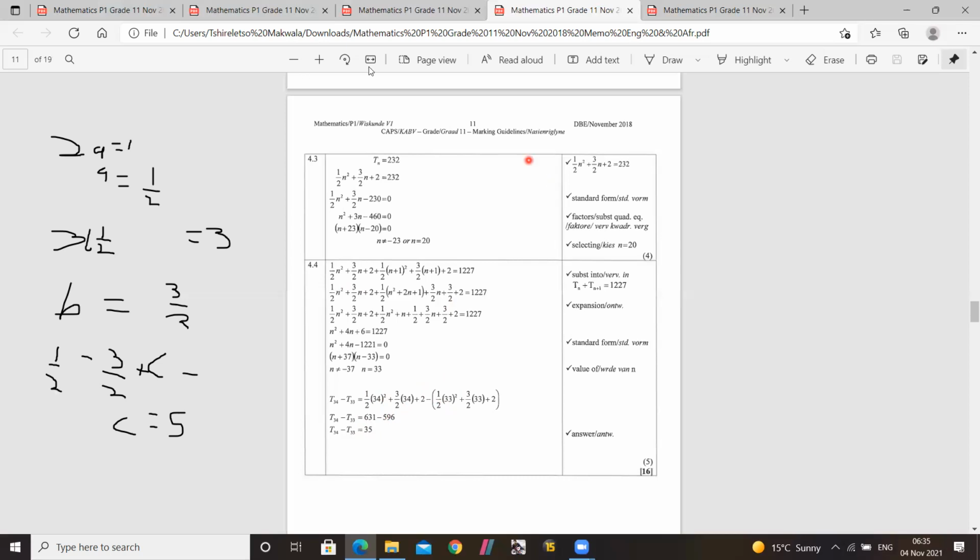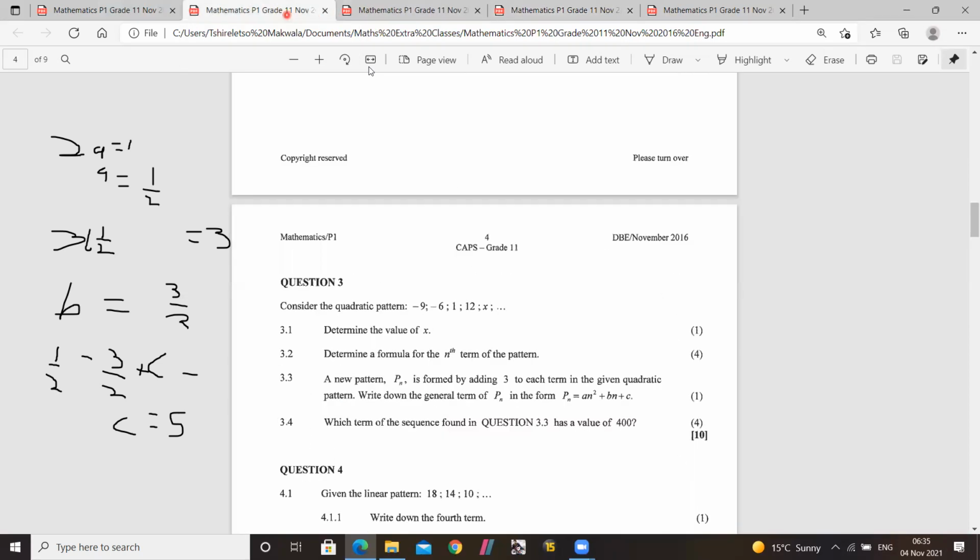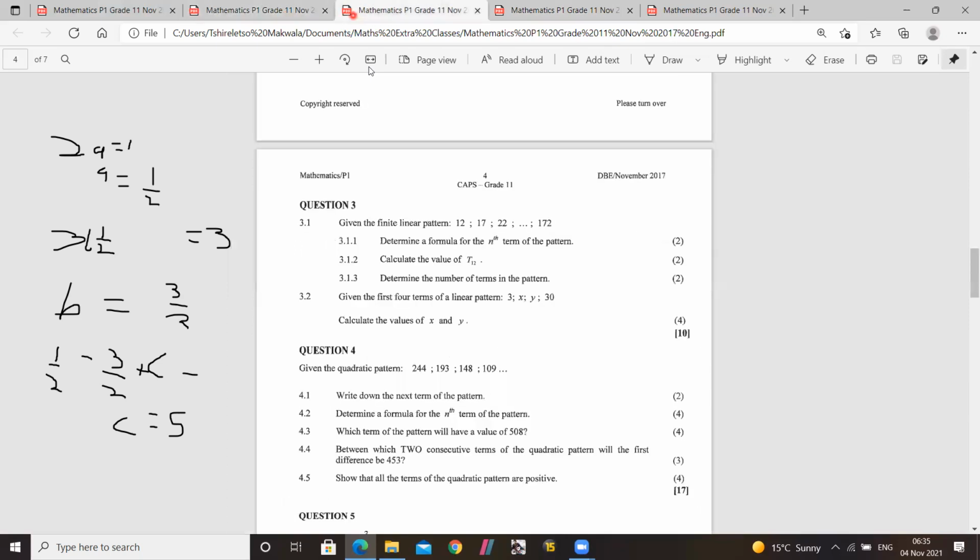These types of questions are specific to a question. That's why I didn't want to do them. However, generally, question 3 and question 4 will be number patterns. One will be linear, one will be quadratic. For quadratic and linear, they will always ask you a 4-mark question like this. They'll ask you maybe 6 easy marks, then 4 hard marks. And the same thing on this side: maybe 10 easy marks, then 4 hard ones.